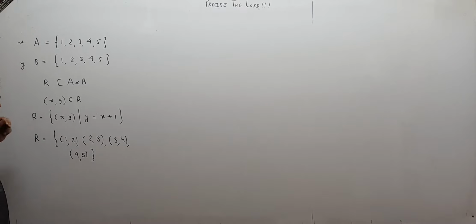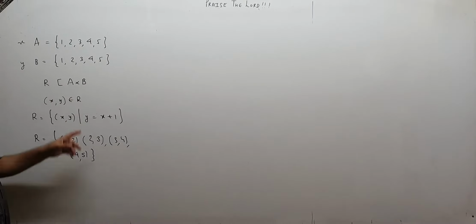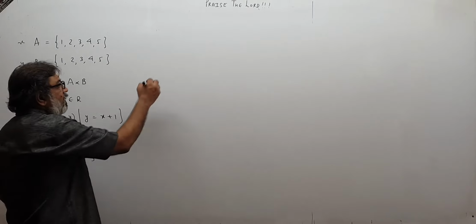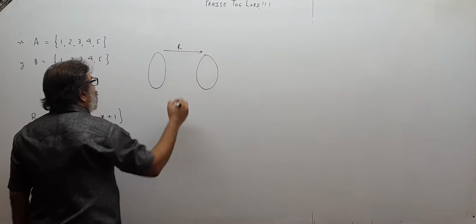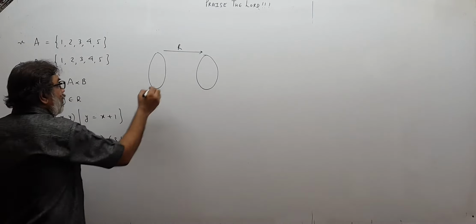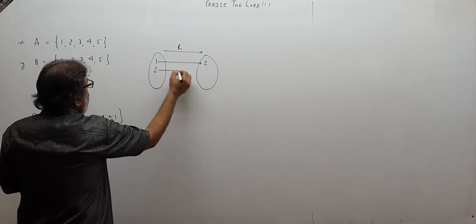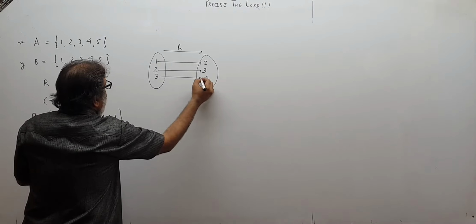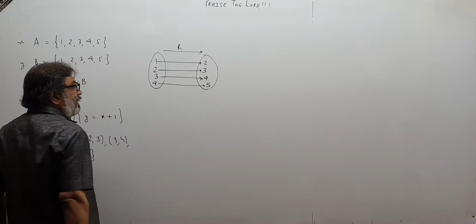So this is your R. (5, 6) cannot come over here because y equal to 6 is not available. y has to come from this set. So R contains only these 4 elements. Now let us see, R is a relation. So 1 corresponds to 2, 2 corresponds to 3, 3 corresponds to 4, and 4 corresponds to 5. Like this we are having.